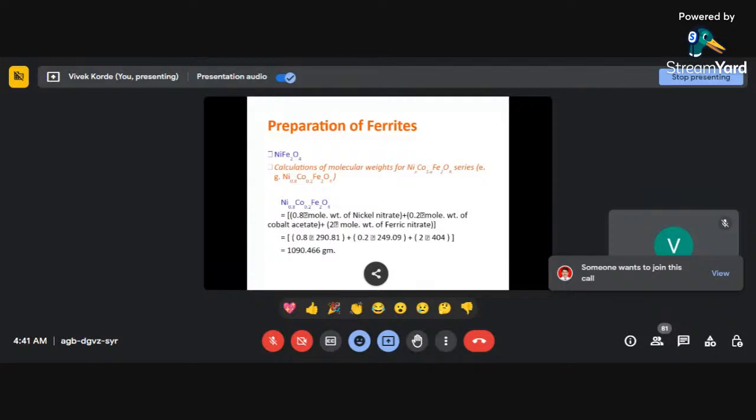Okay, so in this way we have to proceed: 0.8 into the molecular weight of nickel nitrate, then 0.2 into the molecular weight of cobalt acetate, plus 2 into the molecular weight of ferric nitrate, and then I take oxygen in my formula from the environment. So the total quantity will be like this, but we can reduce it to avoid excess use of chemicals. Please, sir, go ahead.